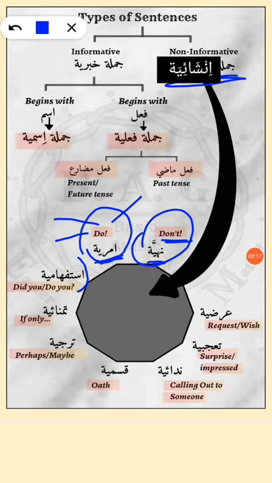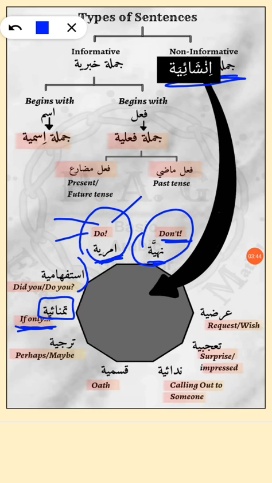Tamannaya. Now, those who know Urdu know what tamanna is. It means a wish, to express a wish. So what is a common way of expressing a wish? If only I had, if only I knew how to drive, I would have gone to the market myself, for example. So tamannaya is that, in which you express some wish.